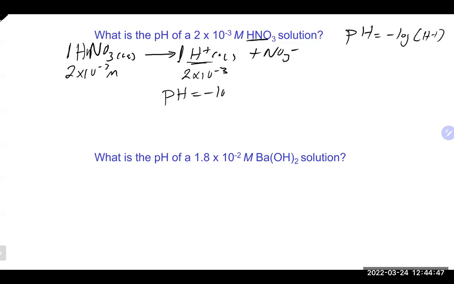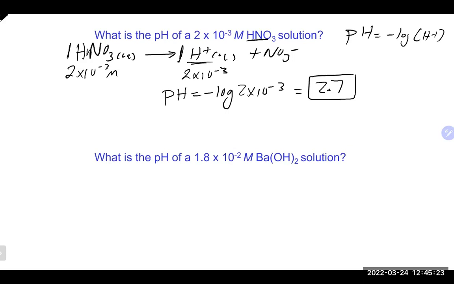The pH would be minus the log of 2 times 10 to the minus 3. And that looks like a pH of 2.7 in this particular case. That is acidic, which is good because that's nitric acid. So I would hope we would end up with a pH that is acidic. If you ended up with a pH that's basic, you probably screwed up somewhere, I'm assuming. Any questions on that one there?